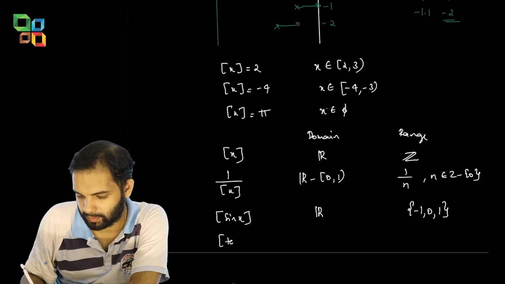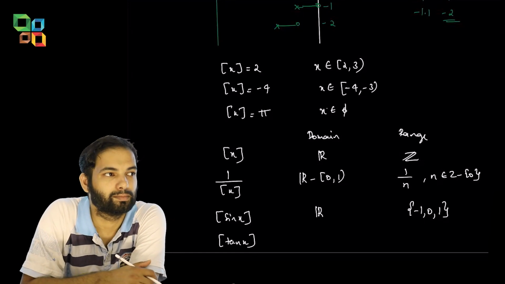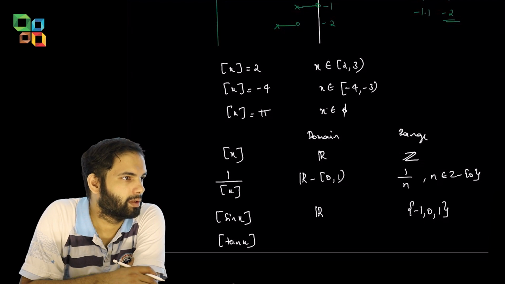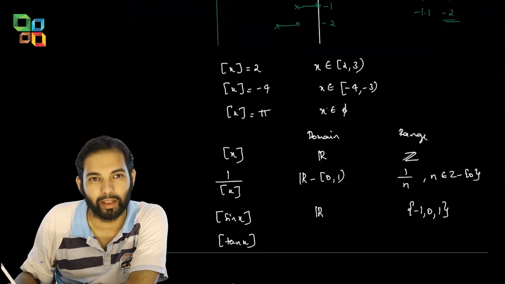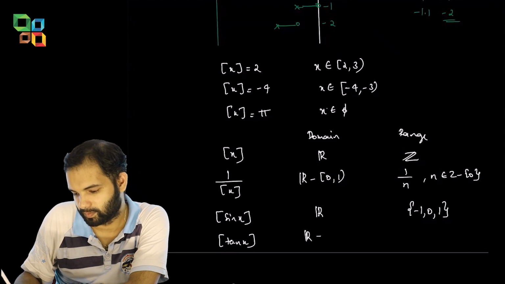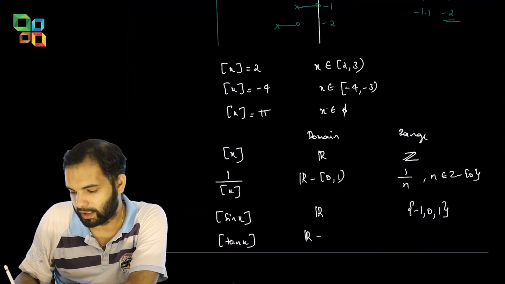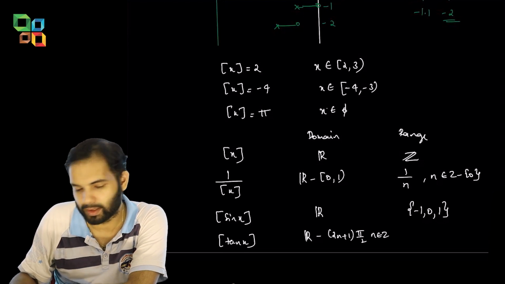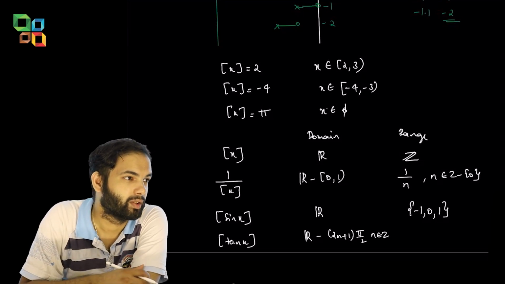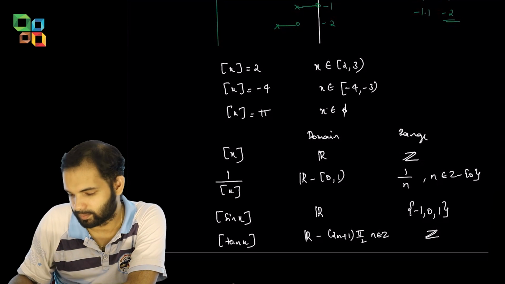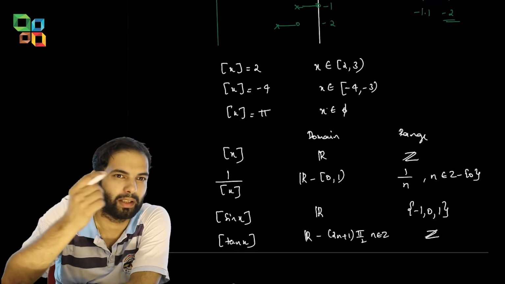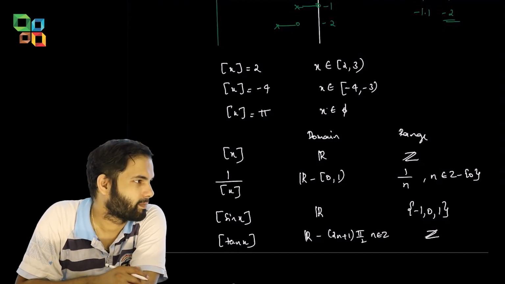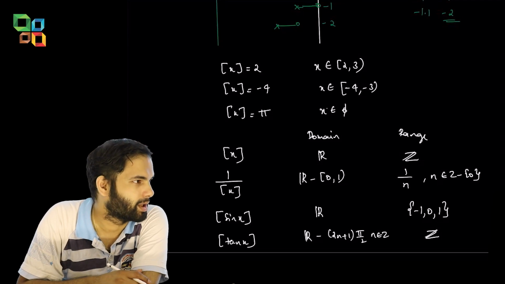Okay. What about integer part of tan x? All real numbers except odd multiples of 90 degree, or pi by 2. What is the range? All the integers. Because it's going from -infinity to infinity, right? And the integer part of that will take care of all the integers. Is it clear how different questions can be formed here?